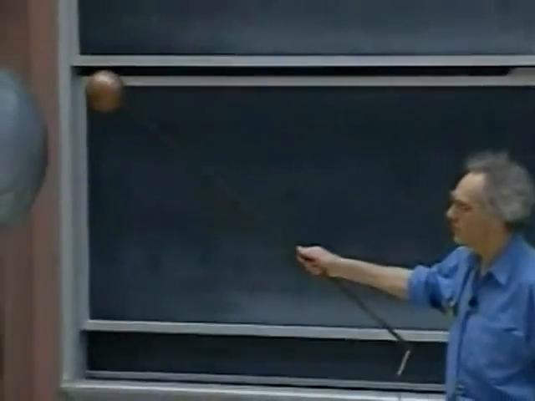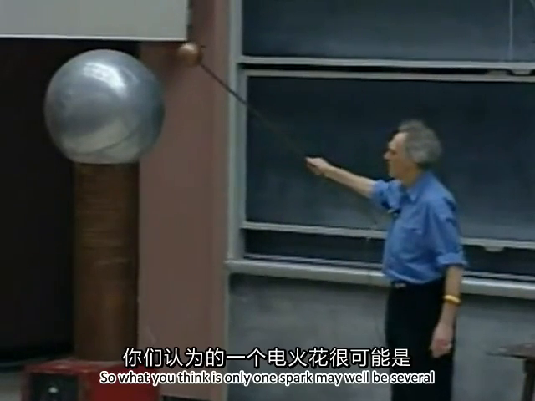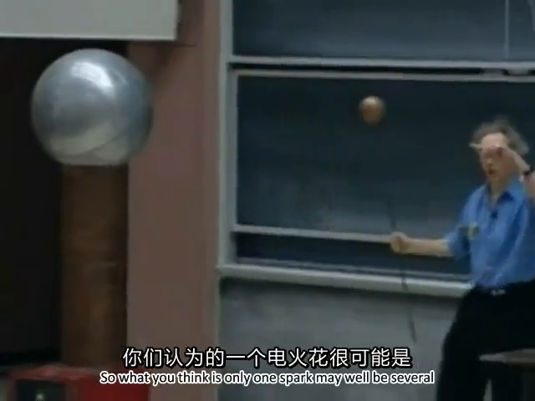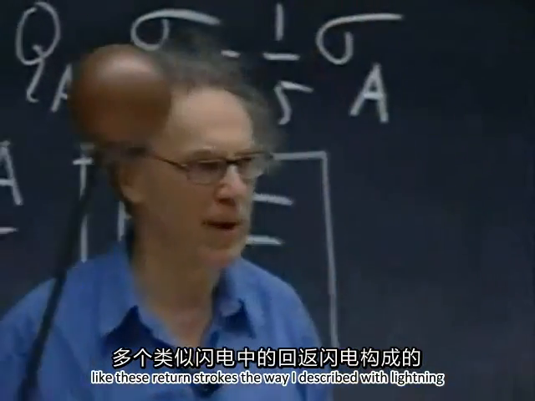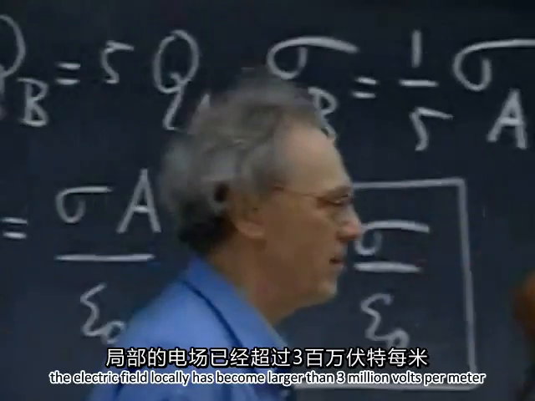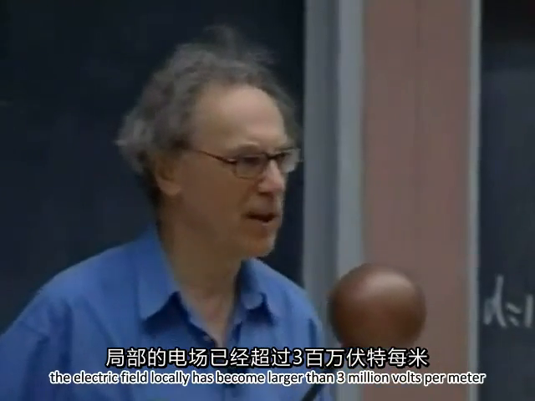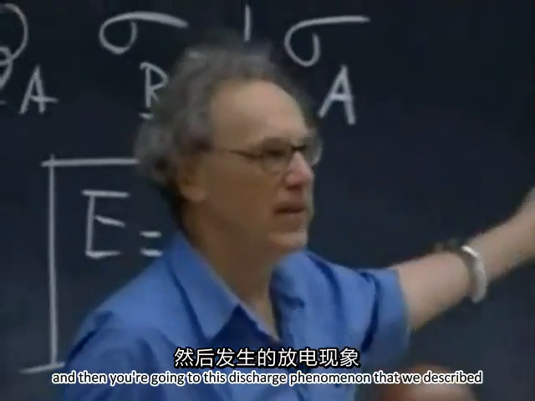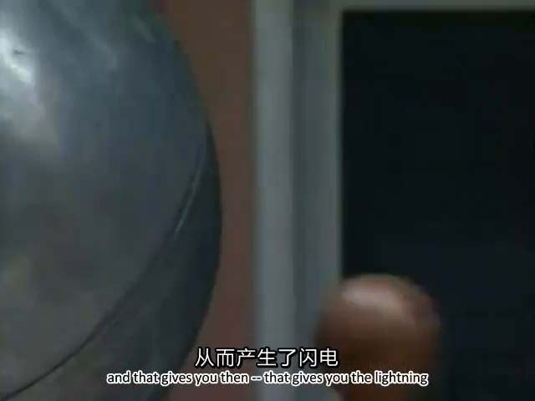There we go. So what you think is only one spark may well be several, like these return strokes, the way I described with lightning. So what you're seeing here now is that the electric field locally has become larger than 3 million volts per meter, and then you go into this discharge phenomenon that we described, and that gives you the lightning.